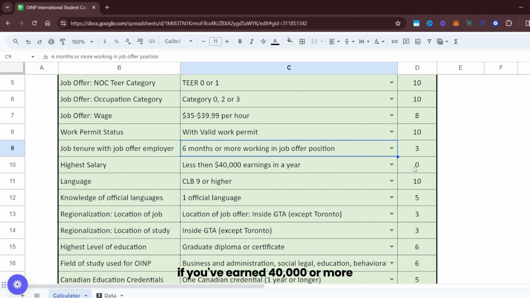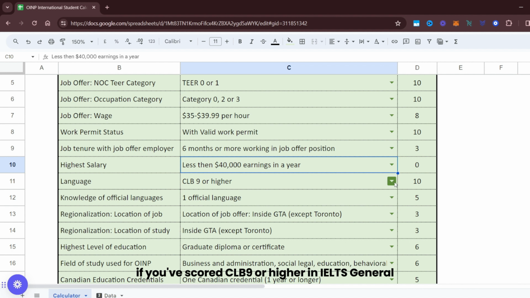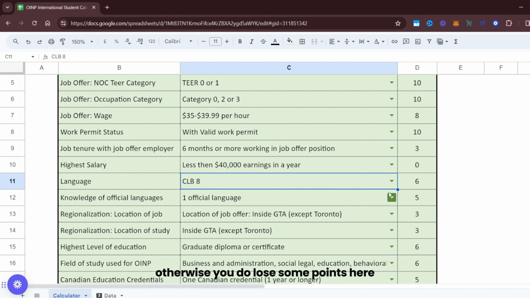If you've earned 40,000 or more in any one of the last 5 years as per your notice of assessment from CRA, you can claim some points. Otherwise, you cannot. So I'm going to assume 0 points over here. If you've scored CLB 9 or higher in IELTS general, that would mean 8 in listening, 7 in all others, you can claim maximum points. Otherwise, you do lose some points here.